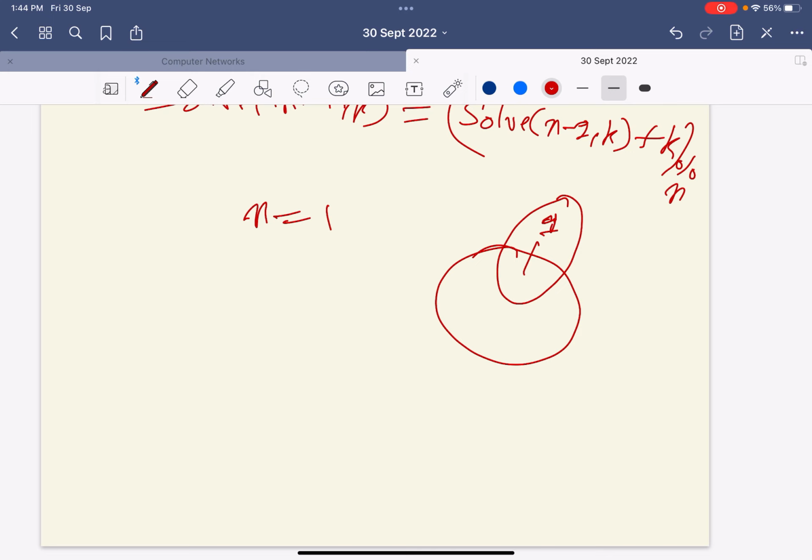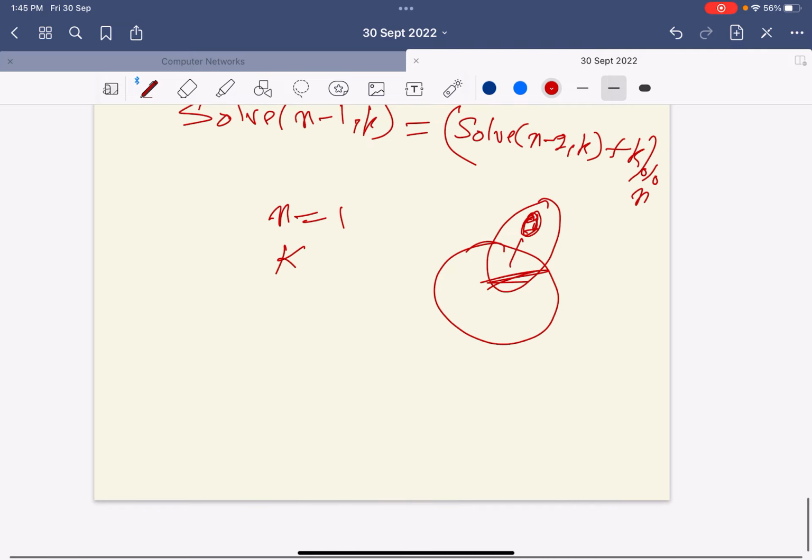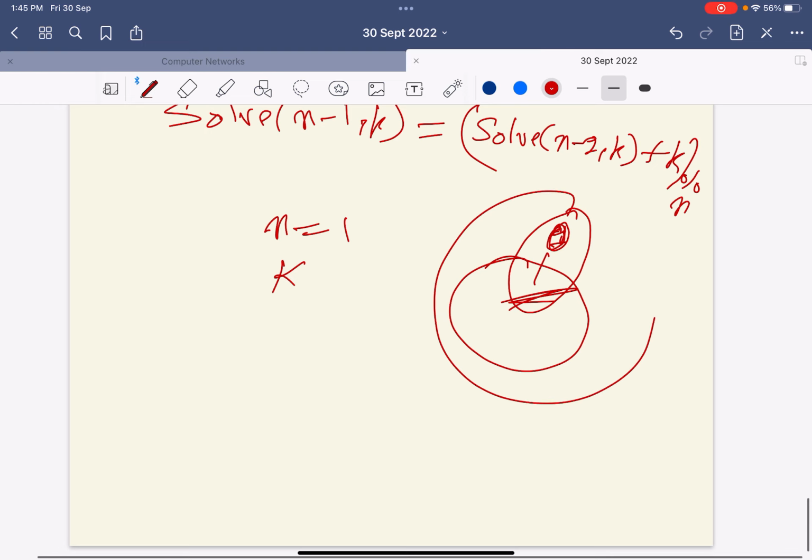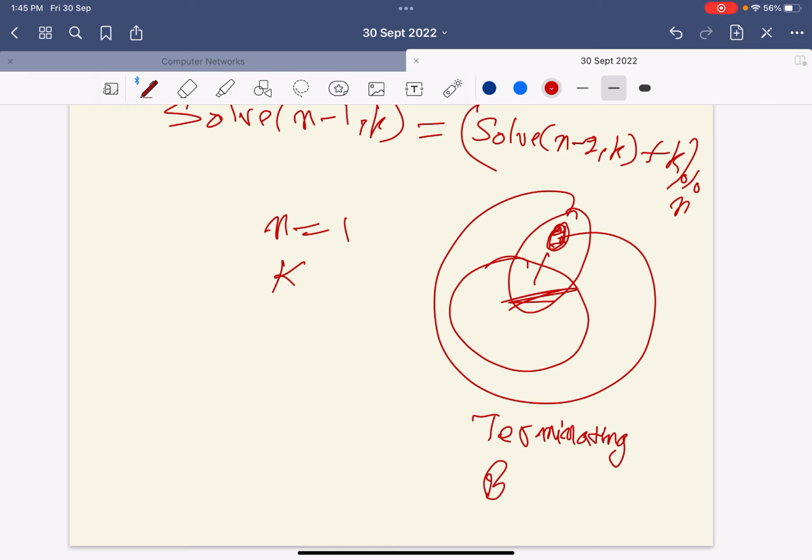If it's 0 indexing, then I can say it's the 0 index. So if only one person is sitting around the round table, then whatever the value of k, I don't need to kill anybody, because this is the only person who survived. So in the recursion, this will be my terminating condition, or I can say base condition.